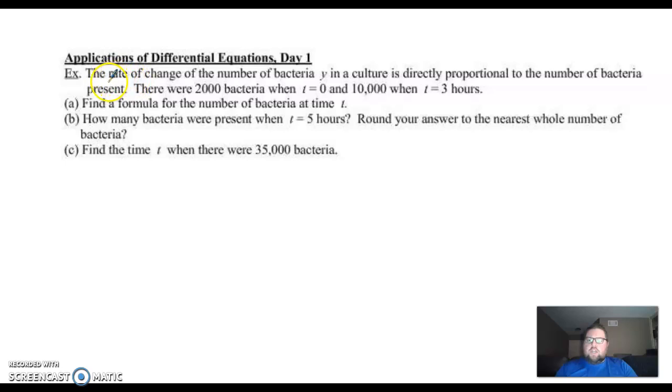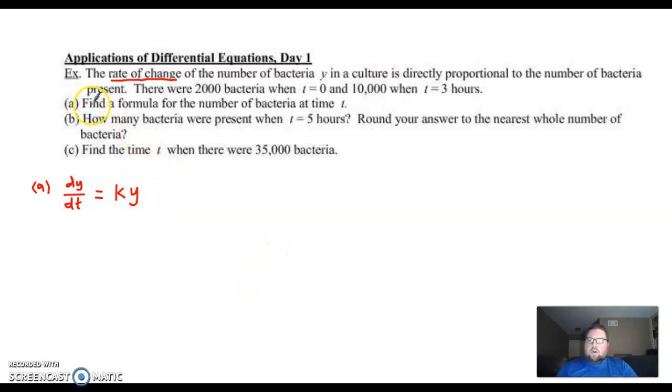All right, so the rate of change, the derivative of the number of bacteria, y, in a culture is directly proportional to the number of bacteria. So the first step is to write the equation. The rate of change of y is dy over dt. And if it's directly proportional, then that's going to be k times whatever it's proportional to. And it's proportional to the number of bacteria, and that's y. So it's equal to k times y.